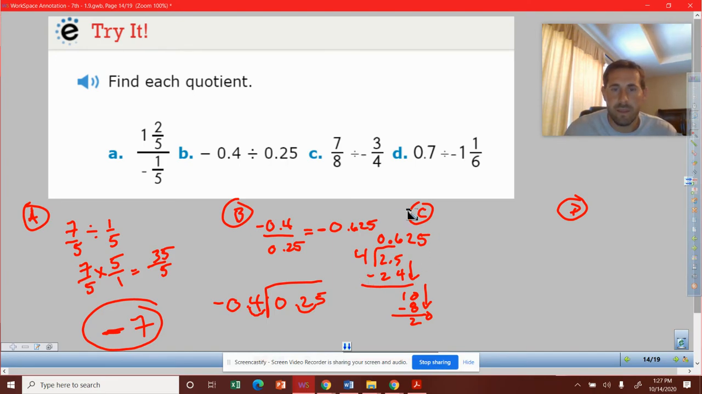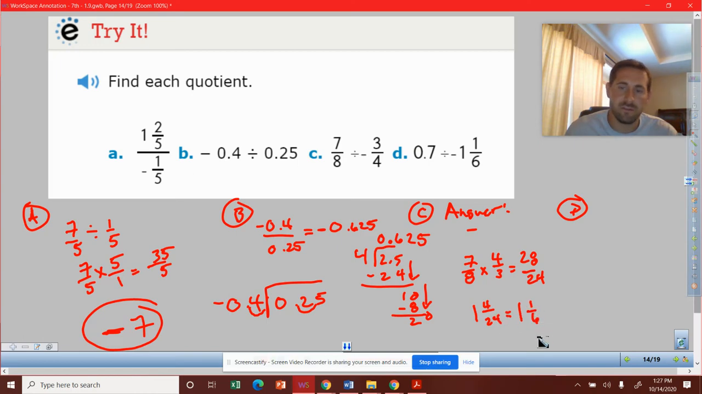So 7/8 divided by negative 3/4. I'm going to just do my old strategy I told you before. Answer is negative, and I'm just going to do 7/8 times 4 over 3. Keep change flip, and get 28 over 24. And that is going to get me, how many 24s go into 28? 1 with 4 left over. So it's 4 over 24. And I can reduce that to 1 and 1/6.